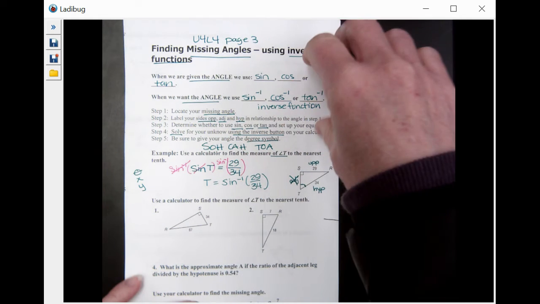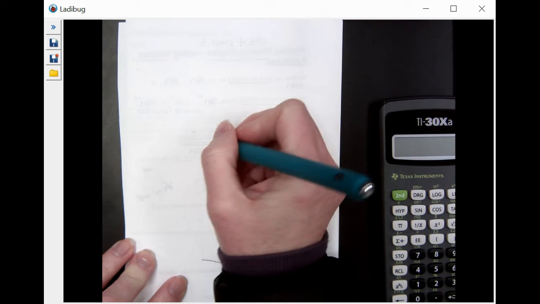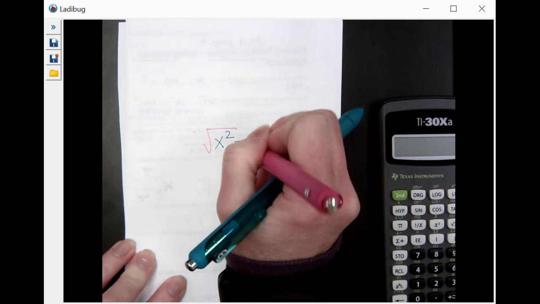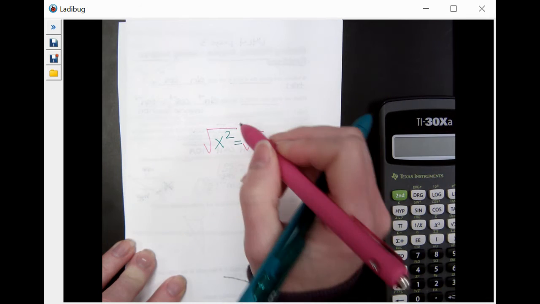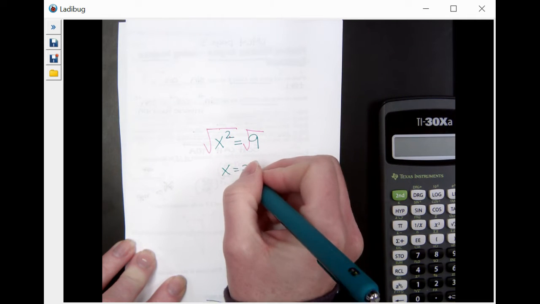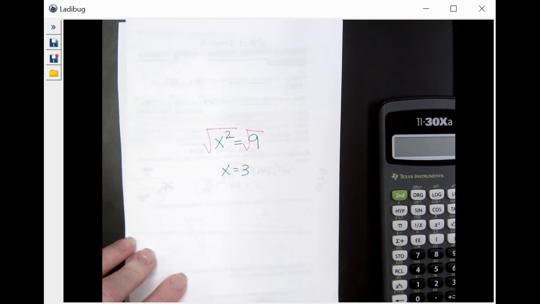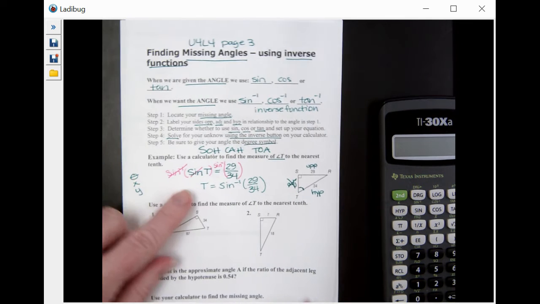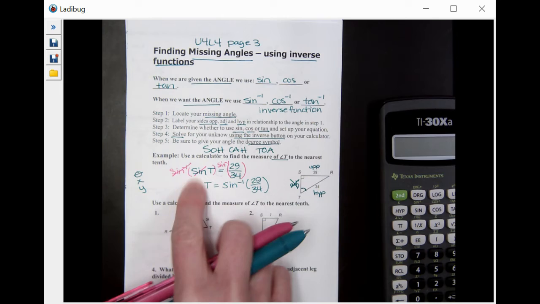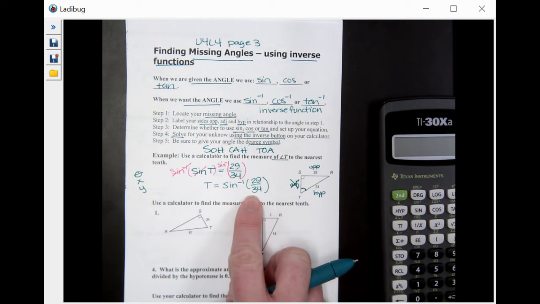Just a quick side note. This is similar to when we were doing Pythagorean theorem and we get x squared equals 9 and we want to solve for x, we would take the square root of both sides. The square root would cancel my square and I'd get x equals 3. That's exactly what we're doing to cancel sine. We're taking the sine inverse of both sides. We're not multiplying by it. We're not dividing it. We're taking the sine inverse, and that cancels my sine. So now how do I enter this on the calculator?